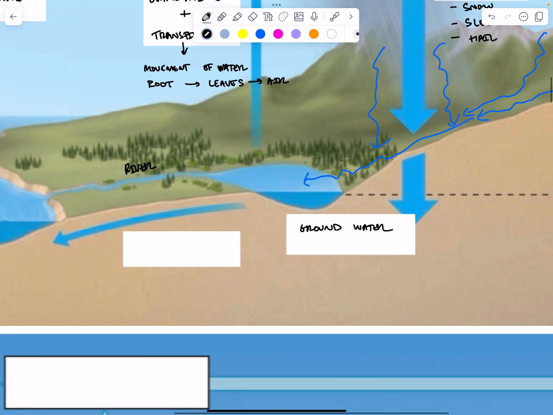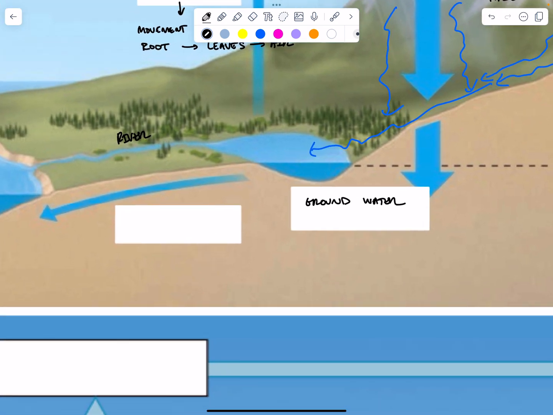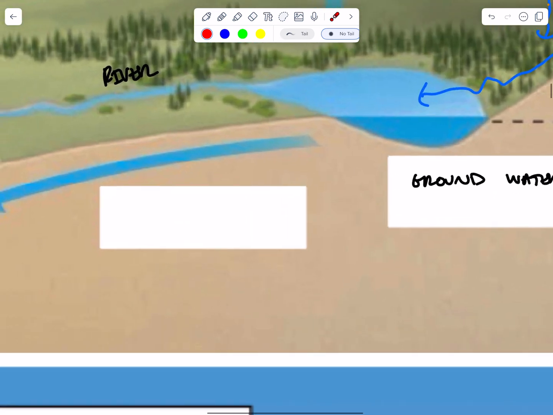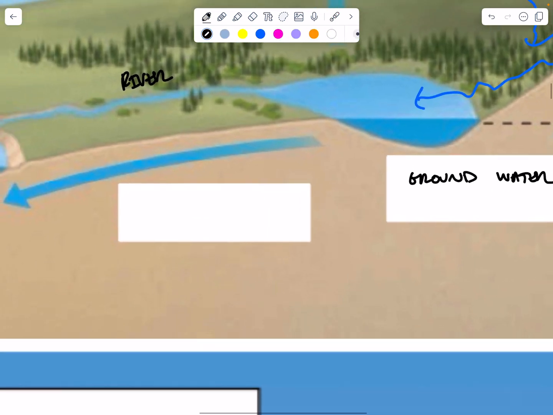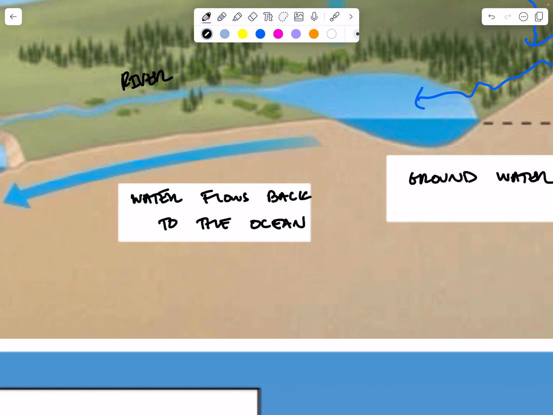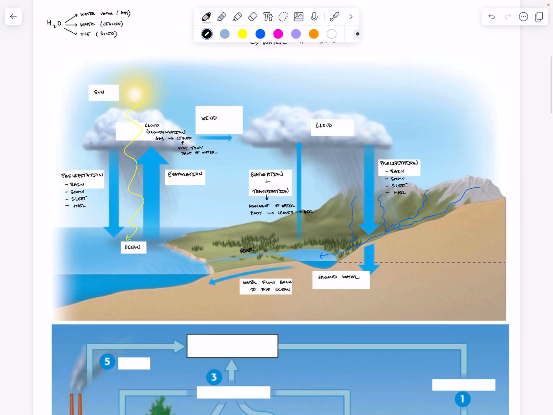And the groundwater can also seep back in through the ground, back to the ocean. So here we have water, both river and groundwater, flowing back to the ocean. And here, the cycle begins again.